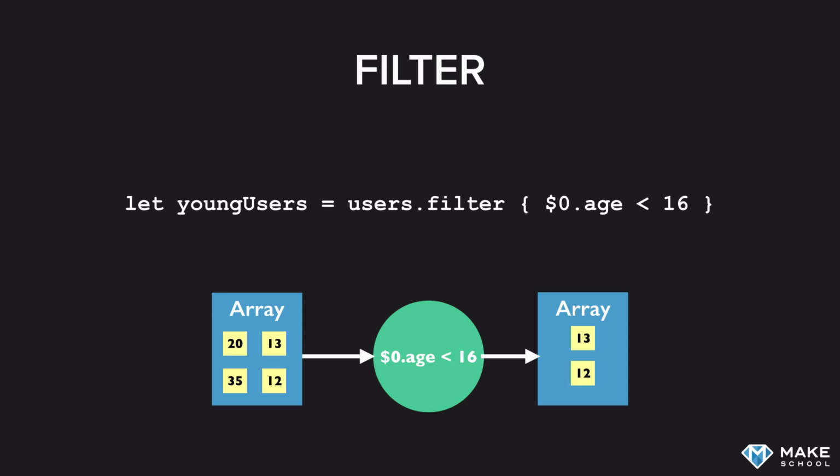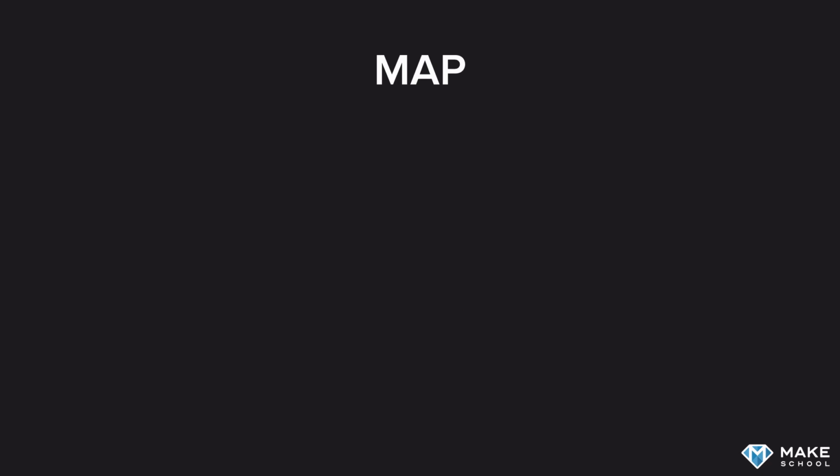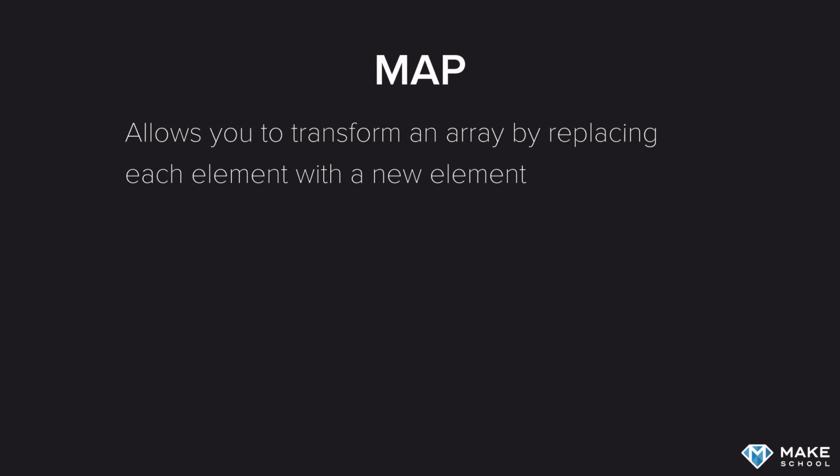Next, let's take a look at how we can use map. Map is similar to filter because it also transforms an array by applying a certain function to every single element inside of that array. However, unlike filter, it never changes the size of the array. It only changes the elements inside of the array. Map can replace each element of array A to create an array B. Let's take a look at an example.